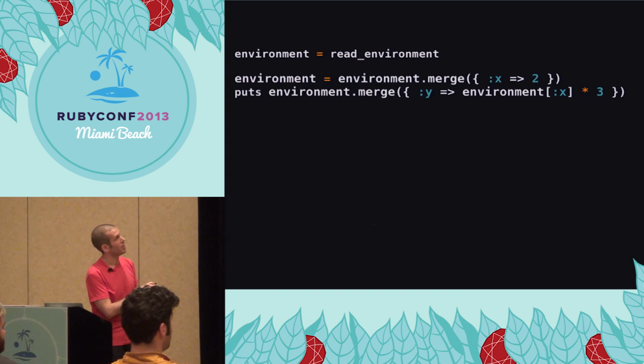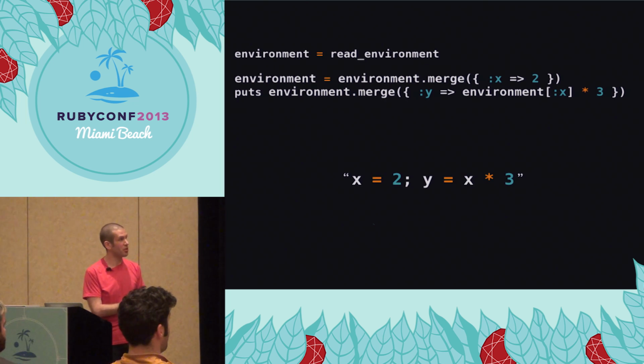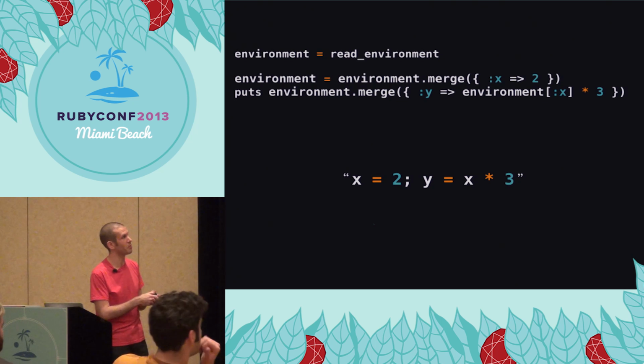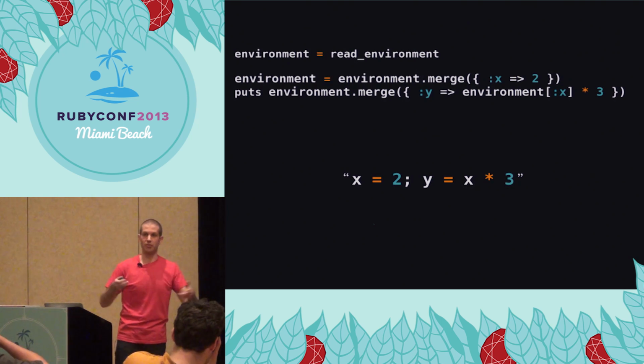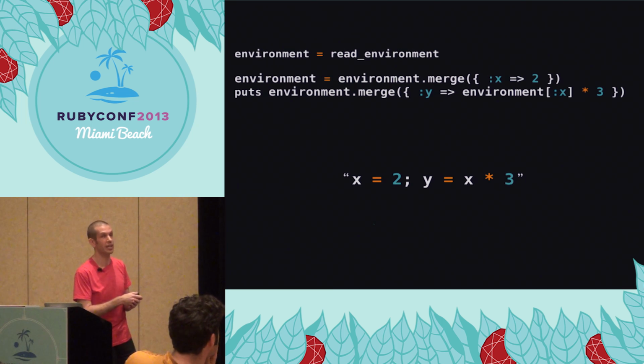Read in the environment, make a new one by making x equal to 2, and then print out the result of merging in y is equal to whatever the value of x is times 3. And so comparing that to the simple program that we started with, I've waved my hands through all of that, but you can see that we've sort of compiled this simple program into Ruby now. We've got a Ruby program that does what this thing does. I mean, there's some machinery involving environments and stuff, but basically we've turned it into Ruby.